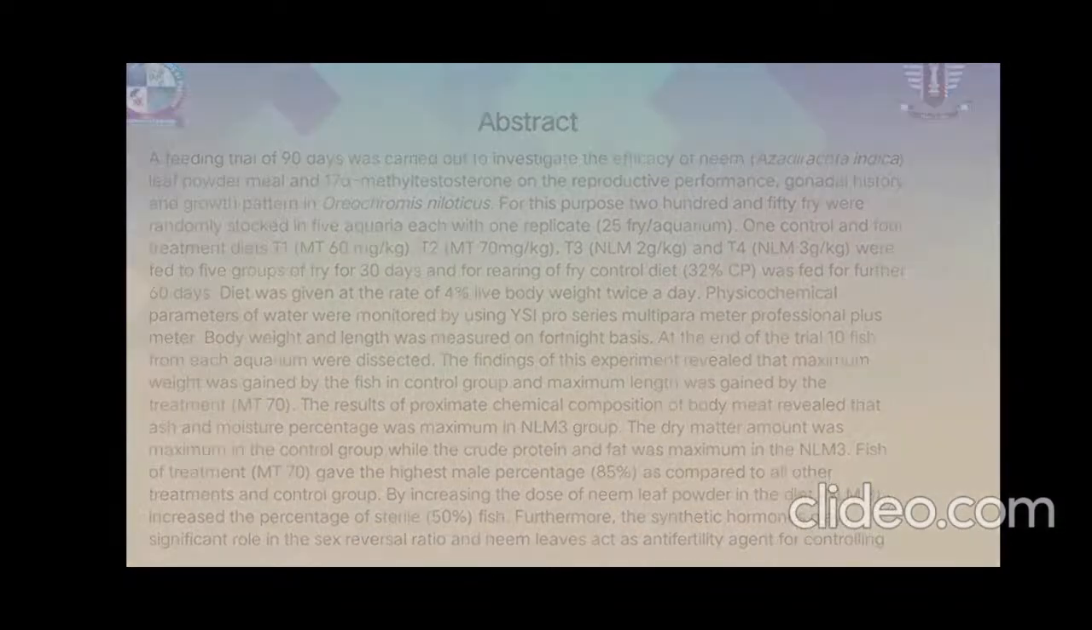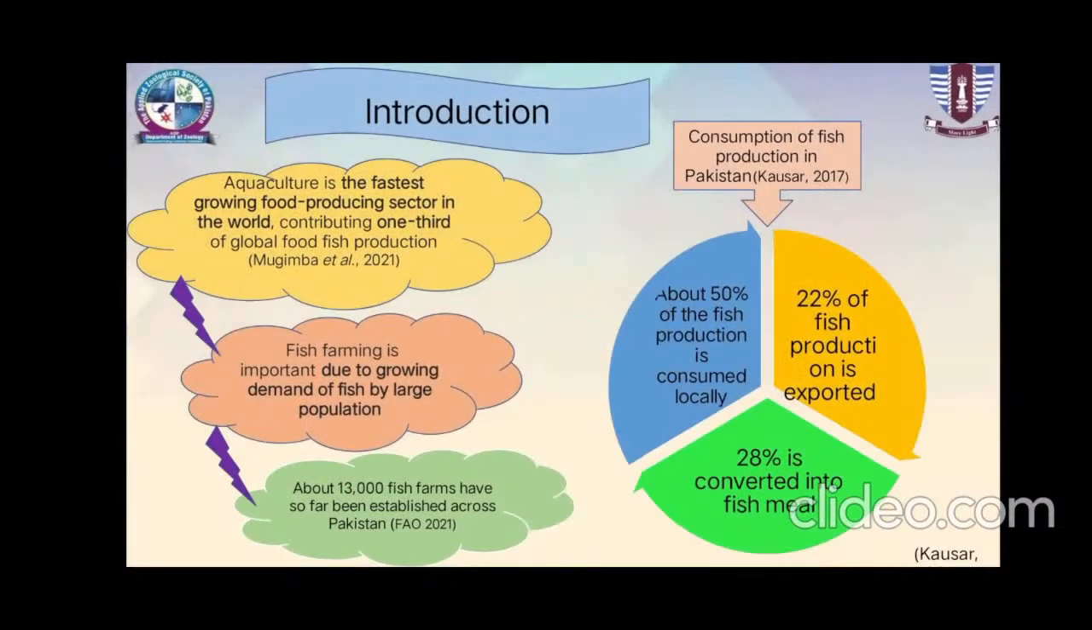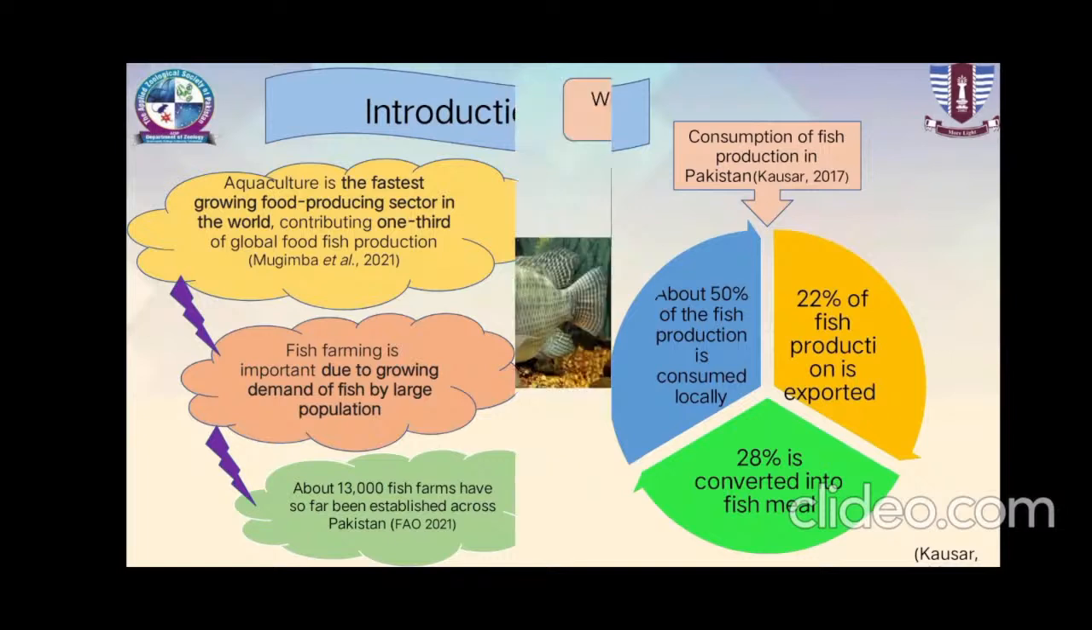Aquaculture is the fastest growing food producing sector in the world, contributing 1/3 of the global food fish production. As you know, fish farming is important due to the growing demand for fish by the large population. And for this purpose, 13,000 fish farms have so far been established across Pakistan. Of the fish production in Pakistan, 50% is consumed locally, 22% is exported, and 28% is converted into fish meal.